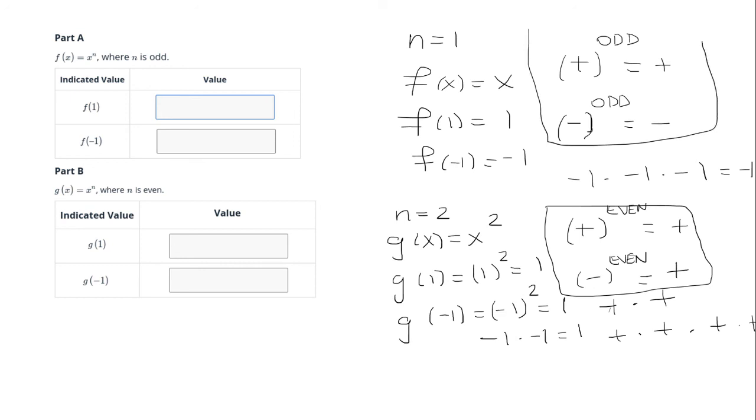But if you don't have this memorized, you can just plug in your favorite odd and even number to get to the answer. So with that said, f of 1 we said is 1, f of negative 1 is negative 1, g of 1 is 1, g of negative 1 is also 1. And those are our answers.